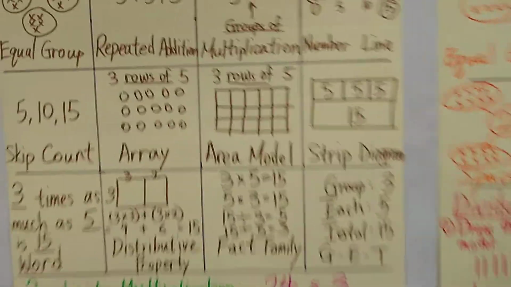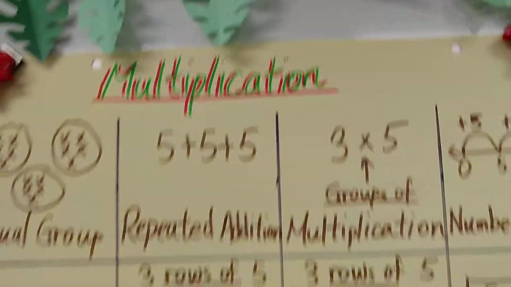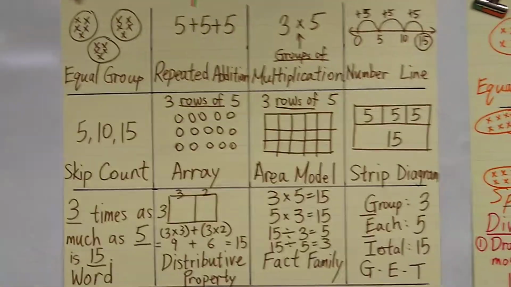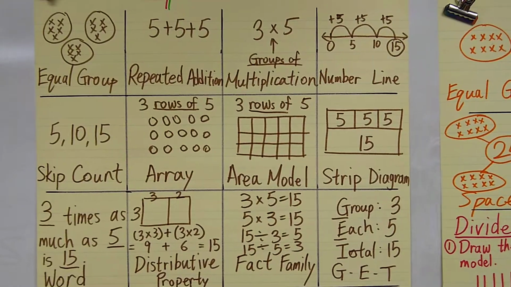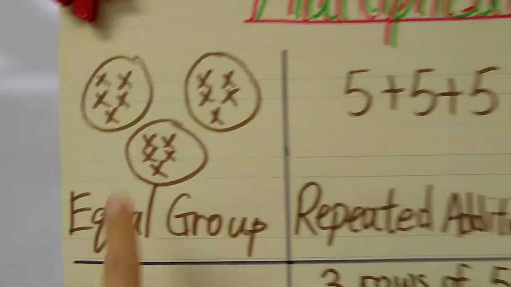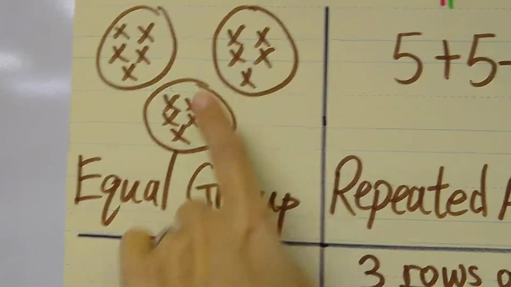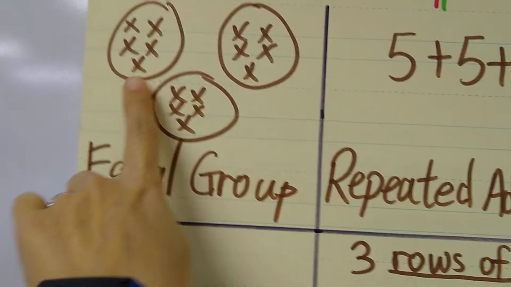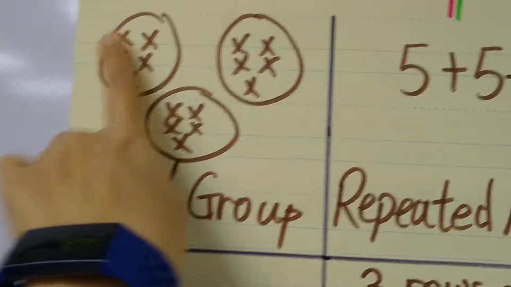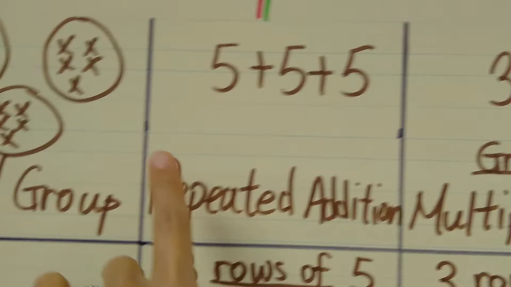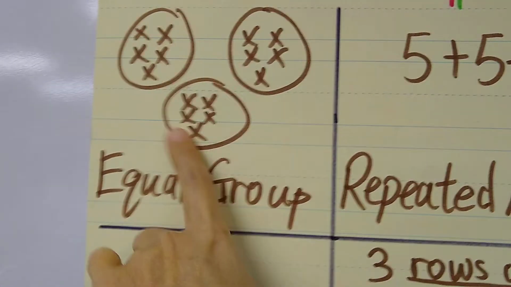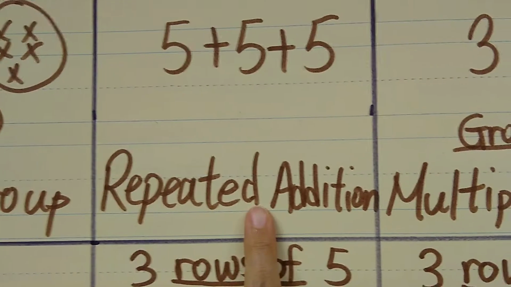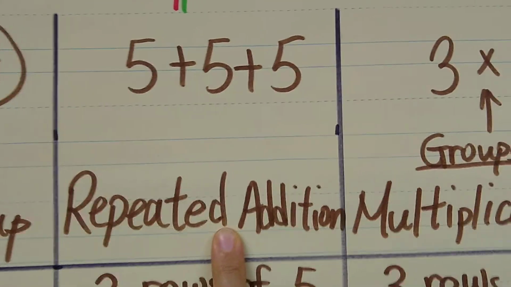Let's take a look at multiplication first. There are different ways to multiply the same number sentence. Equal groups means we have the same number in each group, and there are 1, 2, 3 groups and 5 in each group here. That means we have 5 plus 5 plus 5. That would be our repeated addition representation.